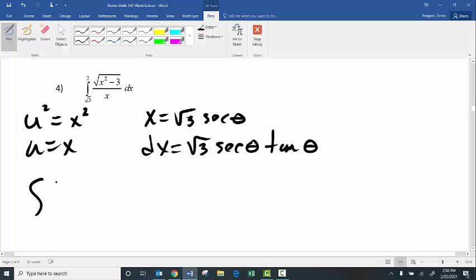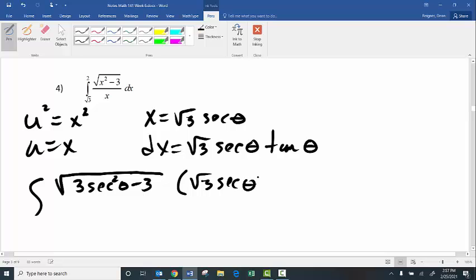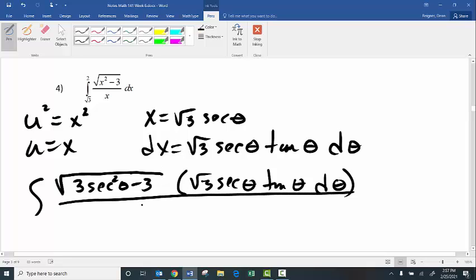So we have integral, and then we have big square root, and then we have x squared. So that's going to be root 3 secant squared. So that's going to be 3 secant squared theta minus 3. And then we have a dx next, so that'll stay on top. So quantity root 3 secant theta tan theta, end your parenthesis, and we actually need a d theta there. So in the dx, we actually need a d theta. And then on the bottom, we have an x, so that's going to be root 3 secant theta.